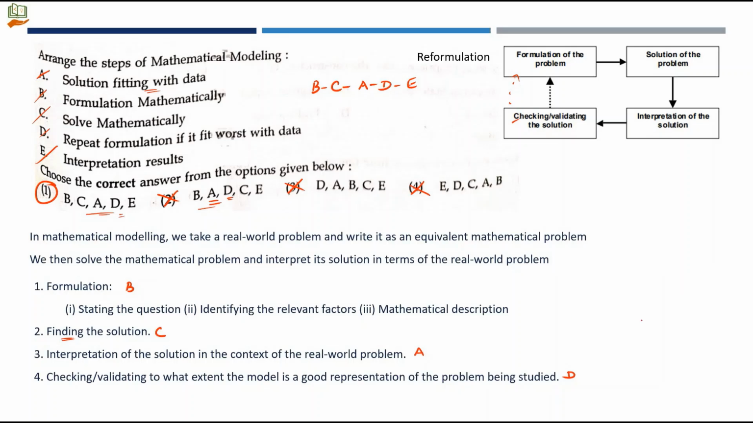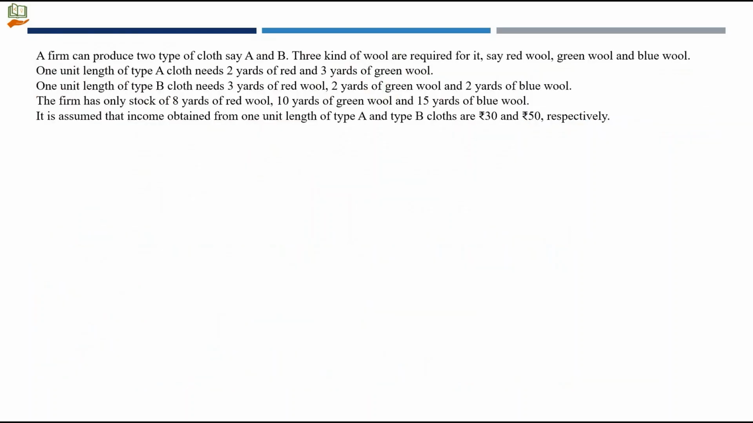And finally, once you get some good value or optimal value, you go for interpretation of results. Interpretation of solution is different from option E, interpretation of results. Interpreting the solution means you are checking the solution with the data. But interpreting the result is after you complete the problem and find some optimal value, you are interpreting the results. Next question. Now we will get into the LPP set of questions.